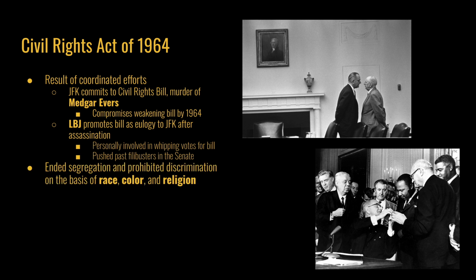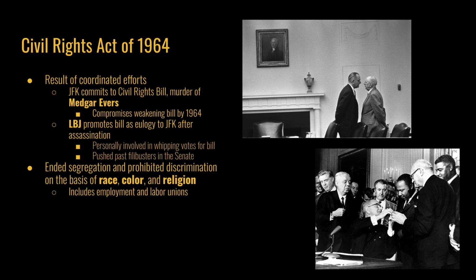It ended segregation in public accommodations and prohibited discrimination based on race, color, religion, sex, or national origin. This was the first time gender was explicitly protected in civil rights legislation, after being added as an amendment by opponents of the bill who hoped its inclusion would hinder its passage, a strategy that backfired.